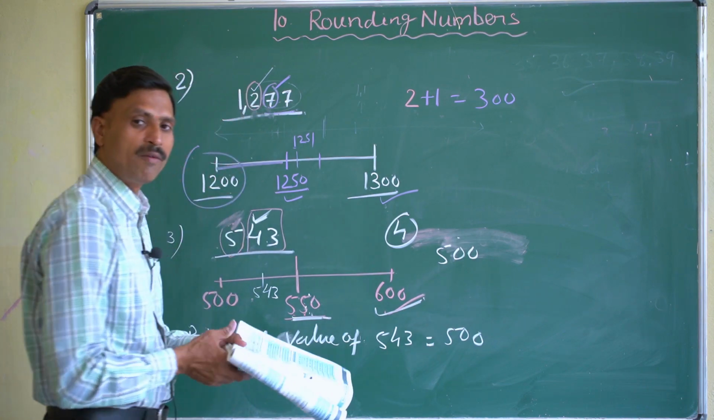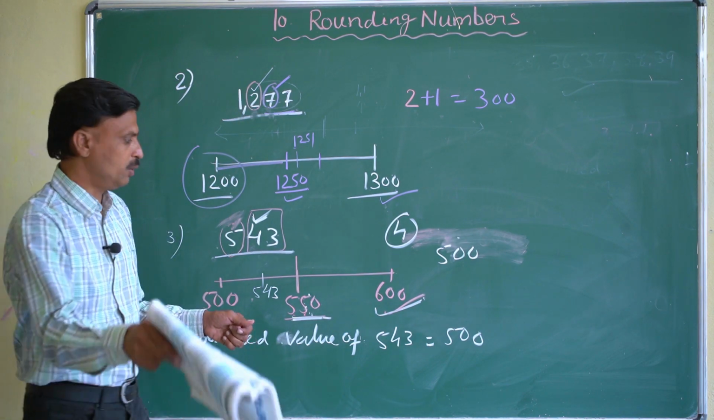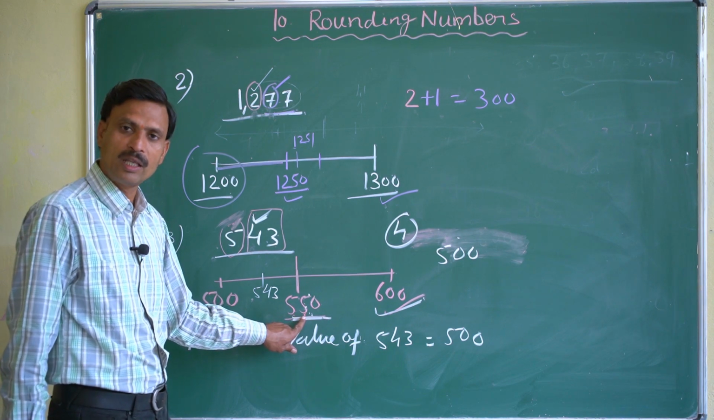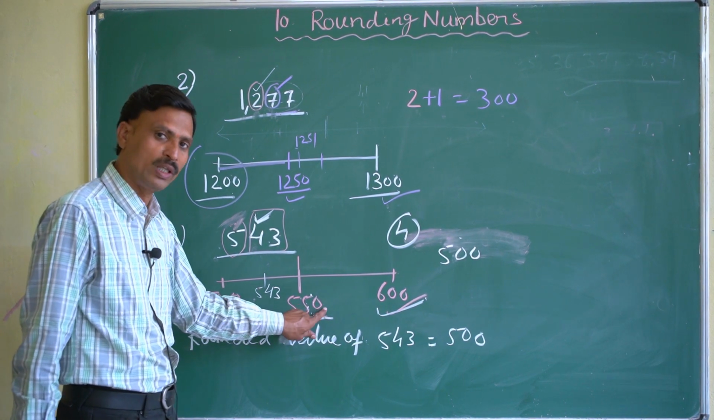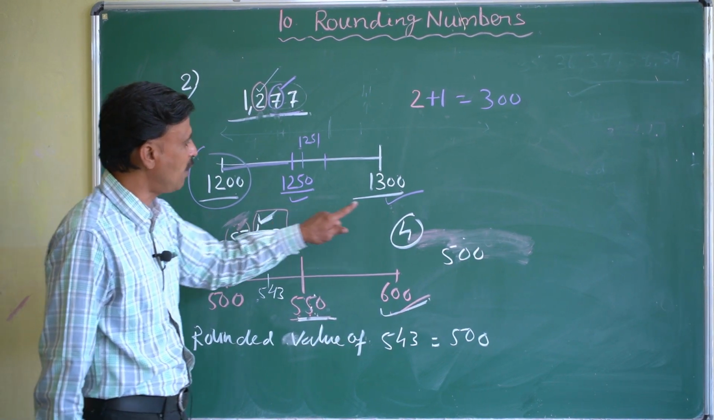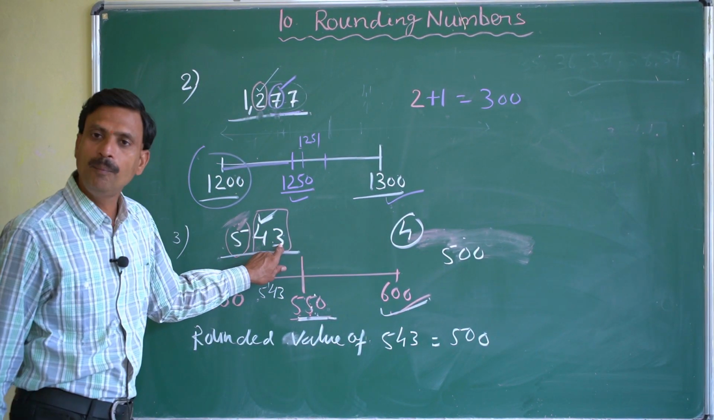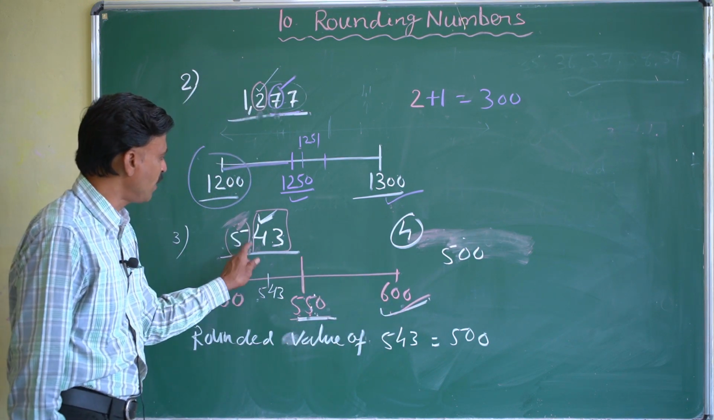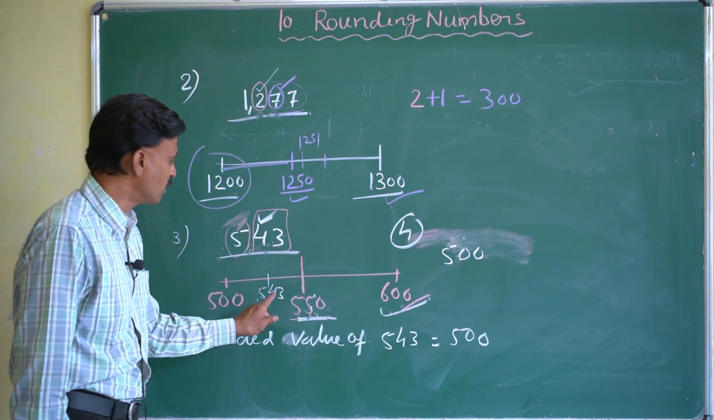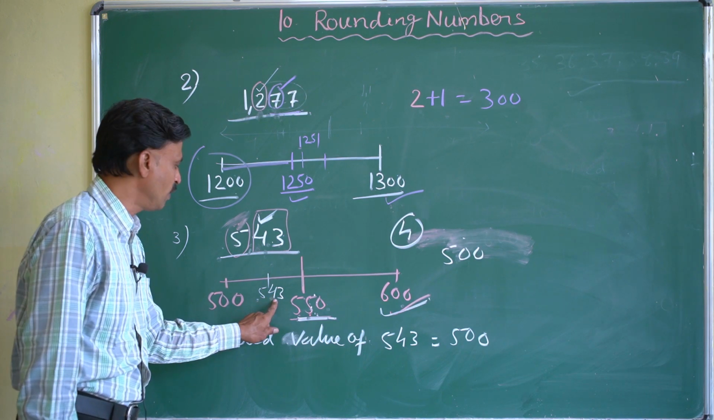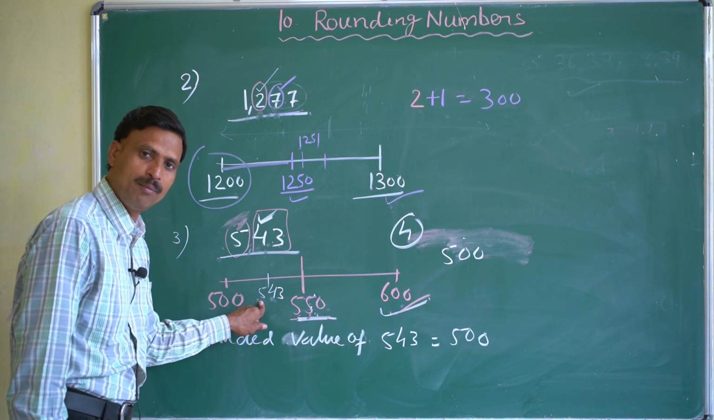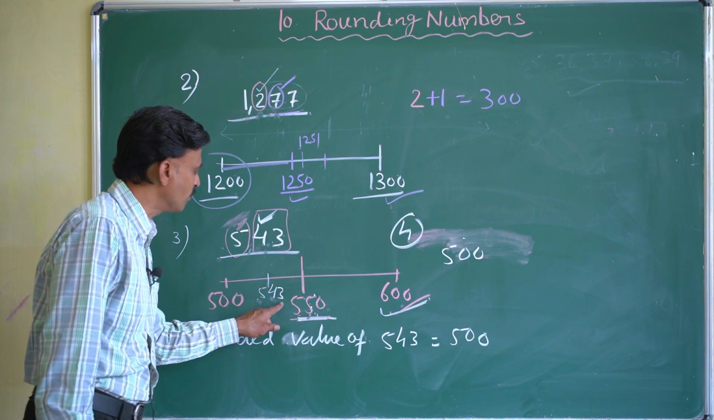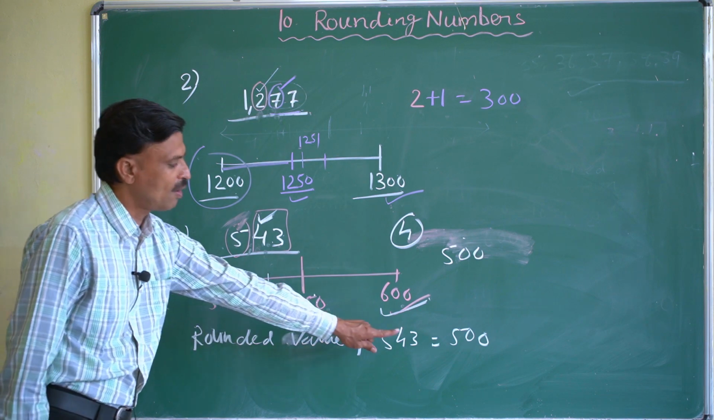So why is it 500? Clear, no? As I told you, if the 10s place digit is 5 or more than 5, then we increase the 5 by 1 and the other values become 00, so it would be 600. But here, since 543 has 43, because of the 4, it will be rounded down. So the 5 remains the same, it is not going to increase, and the units and 10s place digits will be 0, so it is near to 500.